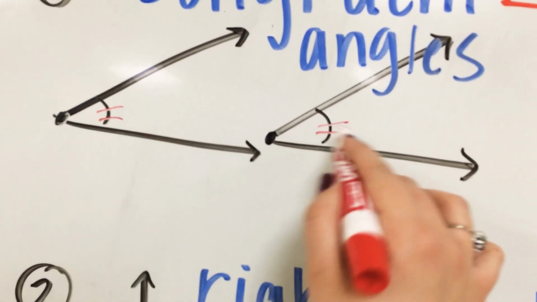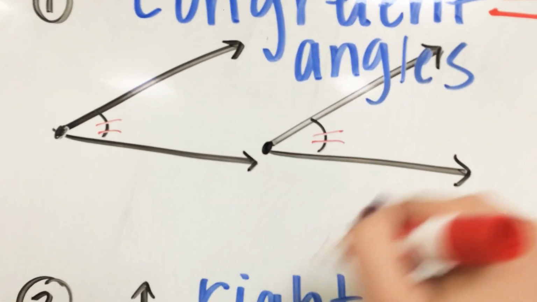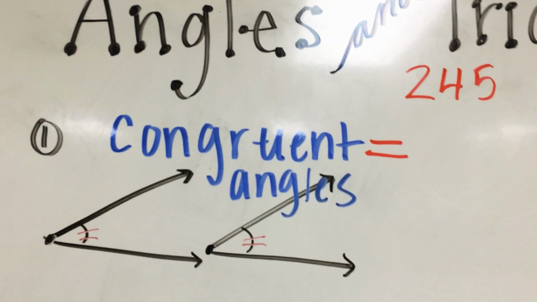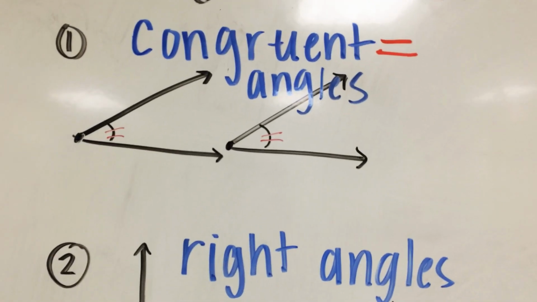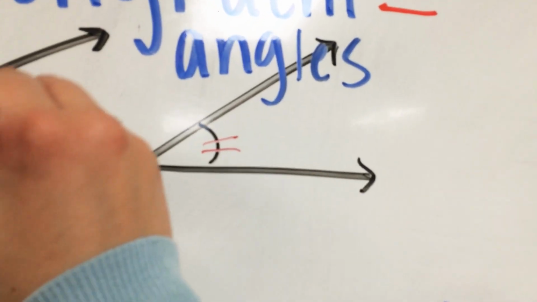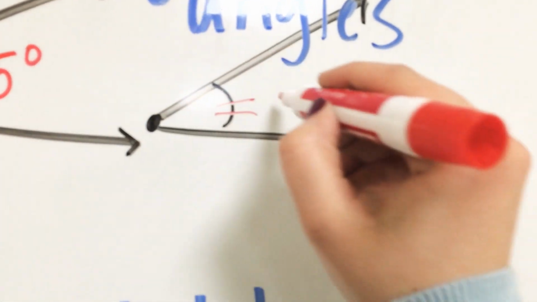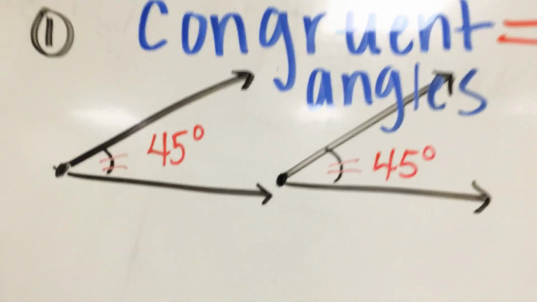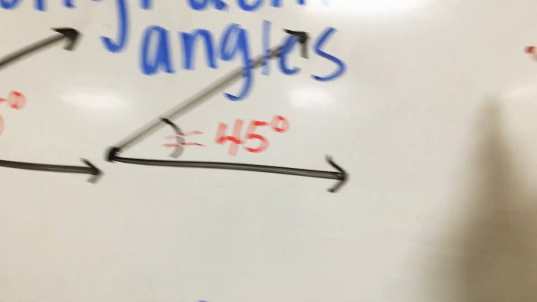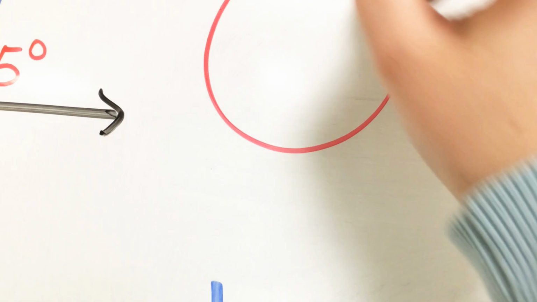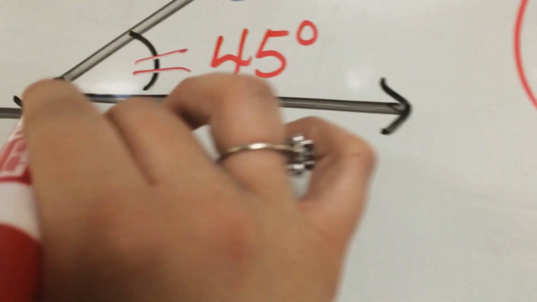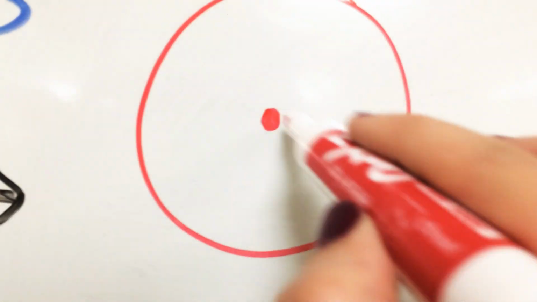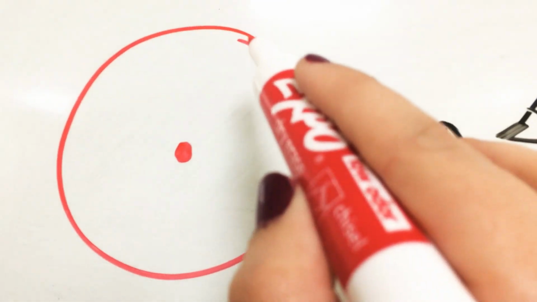Well, actually, let me back up a little bit. Angles will be measured in terms of degrees. So I'm going to say these are about 45-degree angles, okay? Every circle has 360 degrees in it. If you imagine this circle, here's the middle, which is going to be your vertex. And the reason angles are measured in degrees is because the whole way around it is 360 degrees.